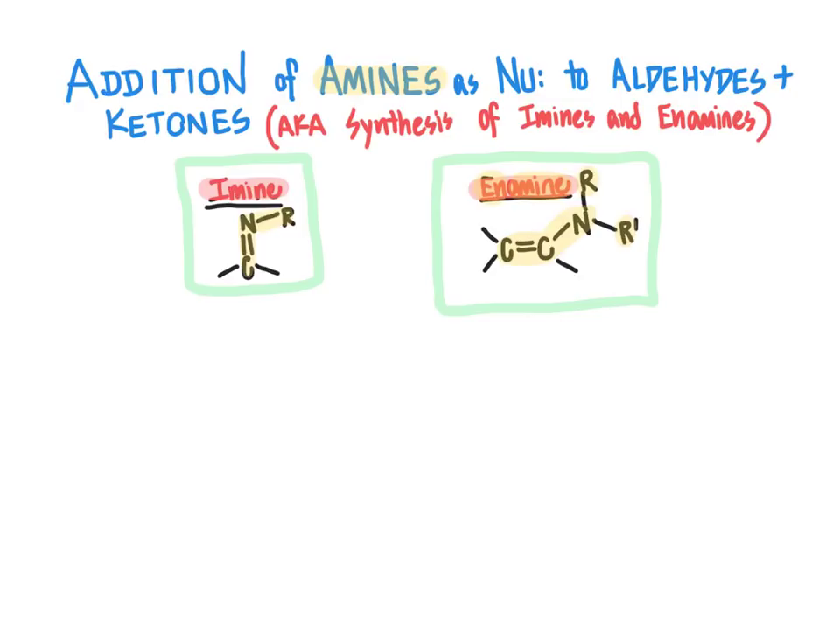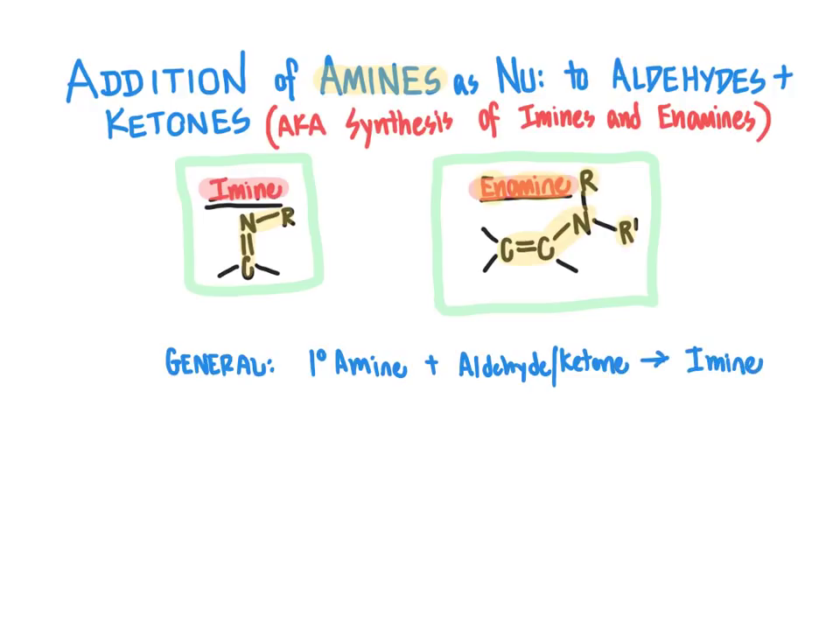So we're writing out the general reaction for forming an imine. And the general reaction that yields an imine is going to involve taking a primary amine, reacting with an aldehyde or ketone, and out of that reaction, we're going to get the corresponding imine product that has that carbon-nitrogen double bond.